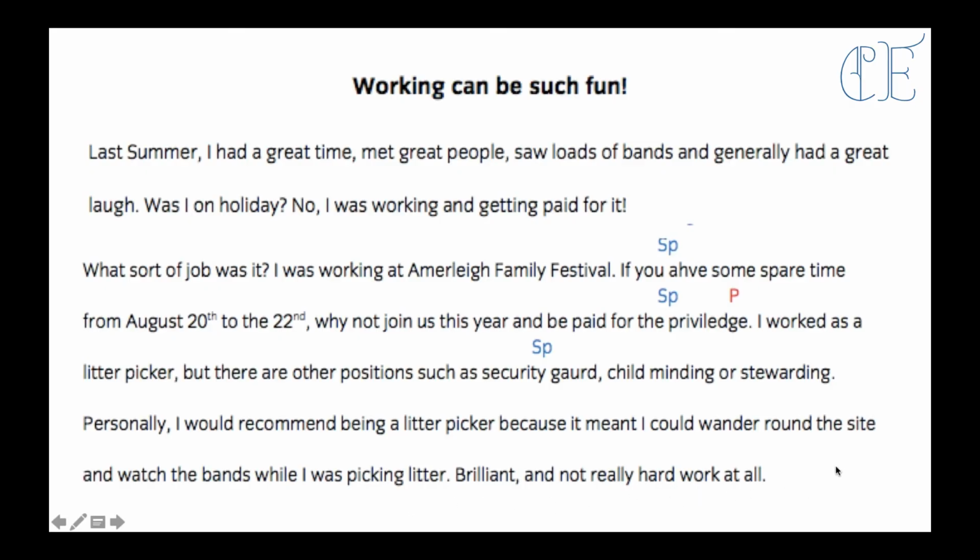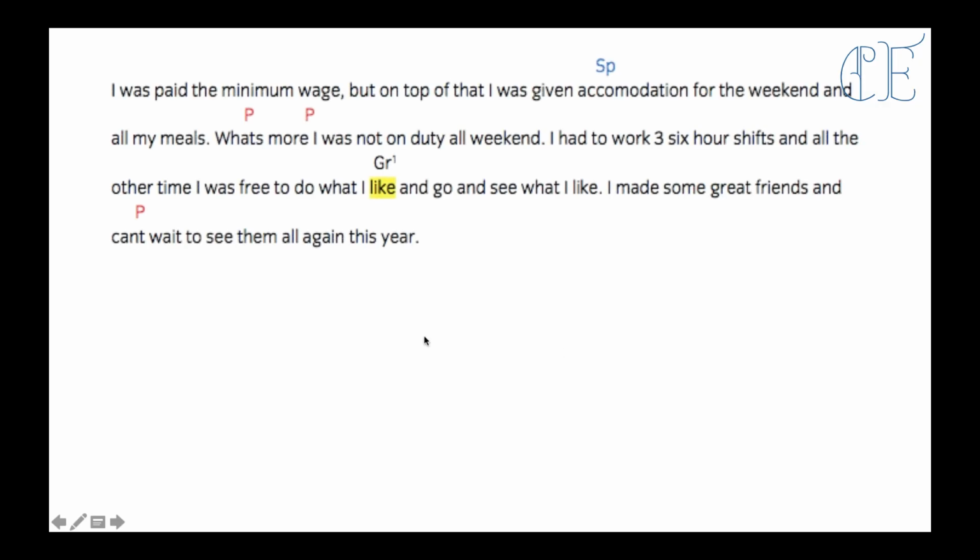Okay. So again, a nice paragraph. They're telling you about the different types of job roles. They're telling you the dates. Again, make this up if it's not in the question, which it isn't, so you can make that up. That's fine. You should know the name of the festival. It does tell you that on the paper. And they've just gone through the different jobs that you could do. I would recommend doing this because it meant I could wander around and watch other bands, which is great. And he put brilliant and not really hard work at all. So it's already a very positive start to the article. I like it. Okay, third paragraph.